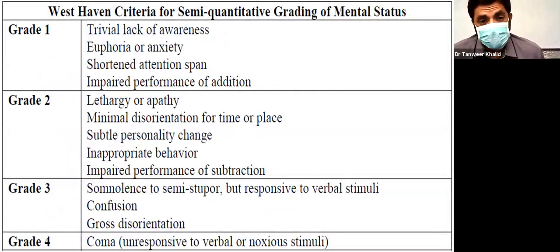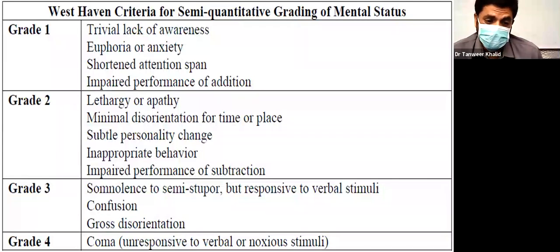This is the best criteria for the semi-quantitative grading of the mental status. Basically, hepatic encephalopathy has been divided into 4 grades, from grade 1 to grade 4. In grade 1, there is lack of awareness, impaired performance of addition, and shortened attention span. In grade 2, there is lethargy, subtle personality changes, inappropriate behavior, and impaired performance of subtraction.